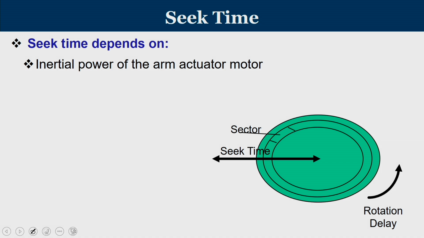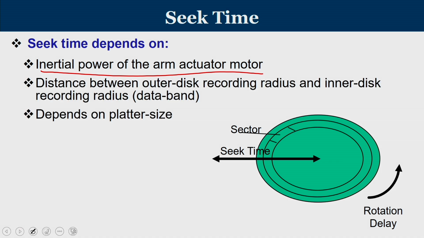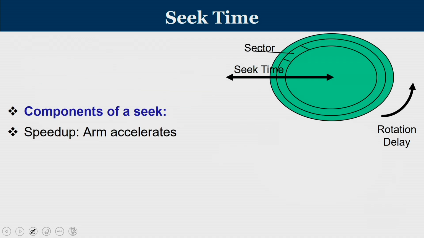Your seek time depends upon the inertial power of the arm actuator motor. Initially your arm is at 0 speed from which it is trying to read. Now, if the arm wants to move from that particular cylinder to a different cylinder, then it has to slowly start from 0 speed. That is called inertial power. And the distance between the outer disk recording radius and the inner recording radius is called the data band. So, how much is the distance between the innermost track and the outermost track, and what is the size of the platter.